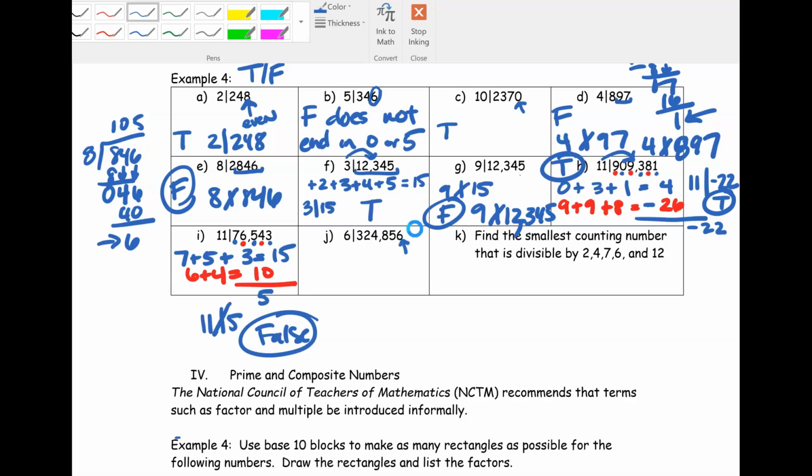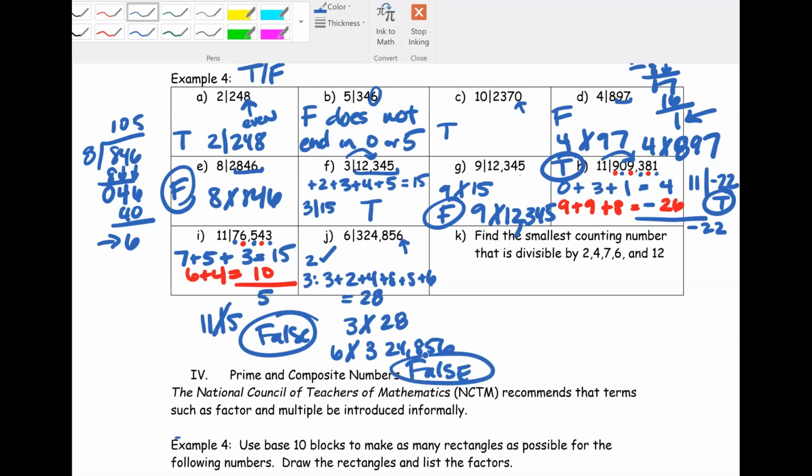It ends in an even number, so we know that 2 goes into it, so the rule for 2 is satisfied. So to check if 3 is a factor, we're going to add up all these digits, and we end up getting 28. 3 does not go into 28 evenly, so we're going to say 6 is not a factor of 324,856. So we're going to say false for this one. So both the 2 rule and the 3 rule have to pass. You can't just use one, it does not suffice. So 6 does not go into that number.